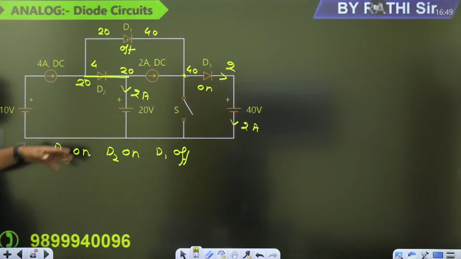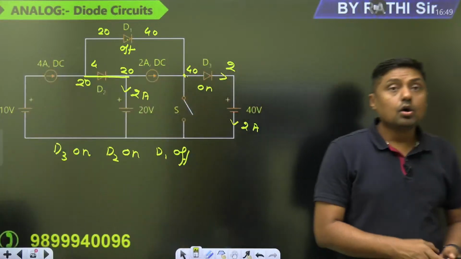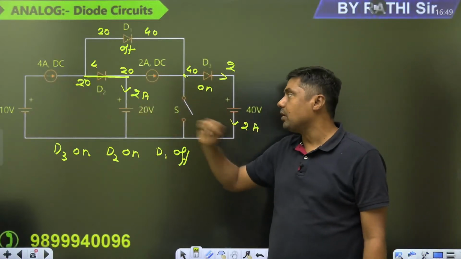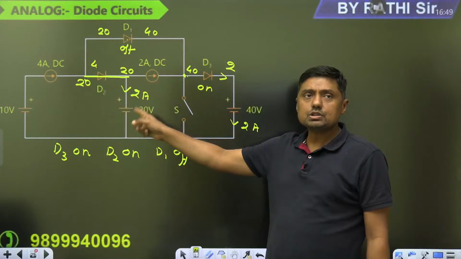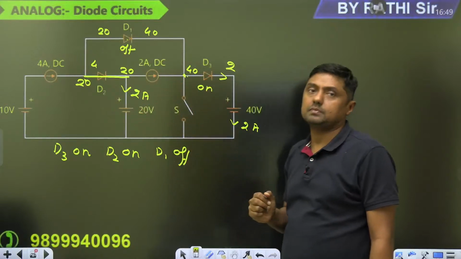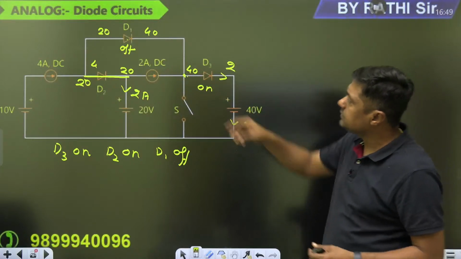Now remember this 20 volt battery. There may be another question. What about the 20 volt battery? It will deliver the power or it will absorb the power? Tell me what is the answer. This 20 volt battery will deliver the power or absorb the power? What about the 40 volt battery? So what is the answer for this question?